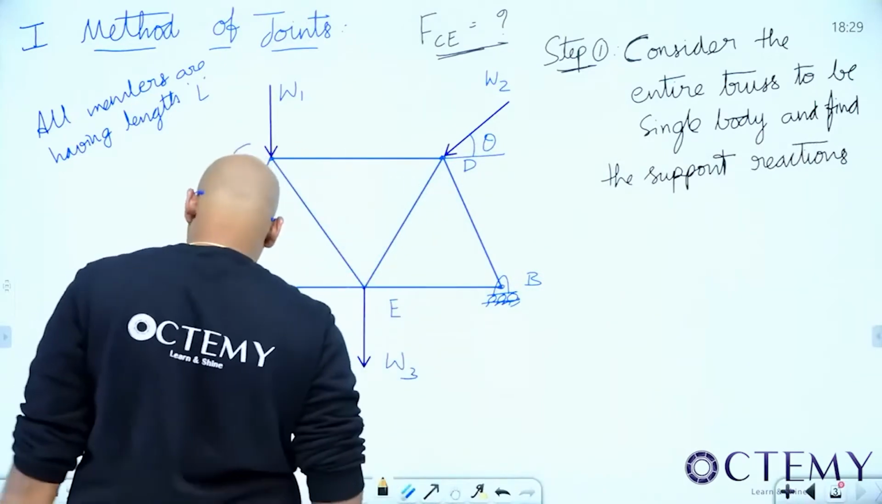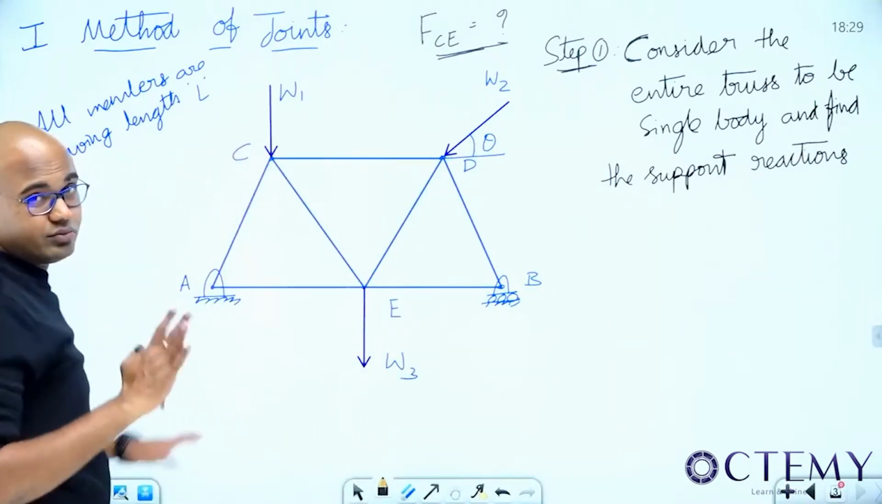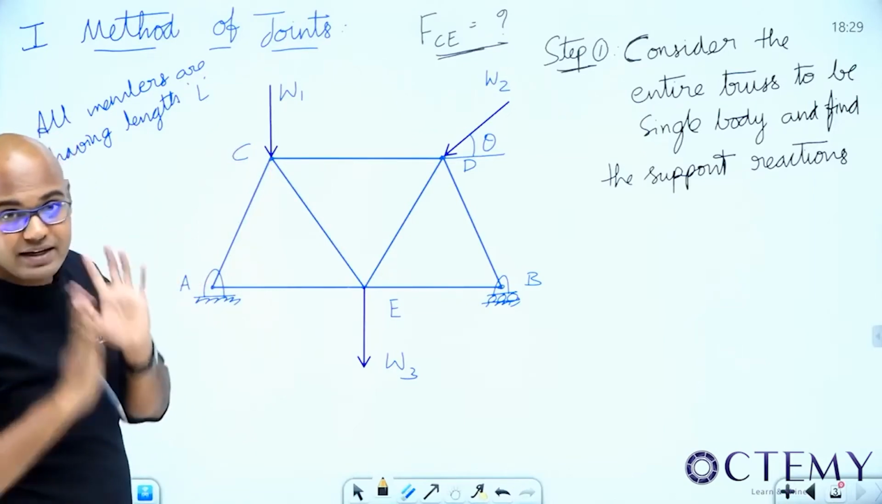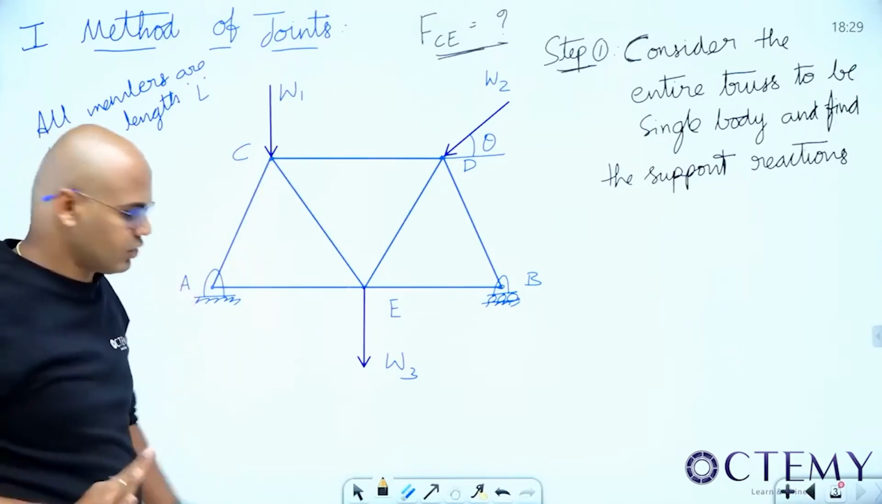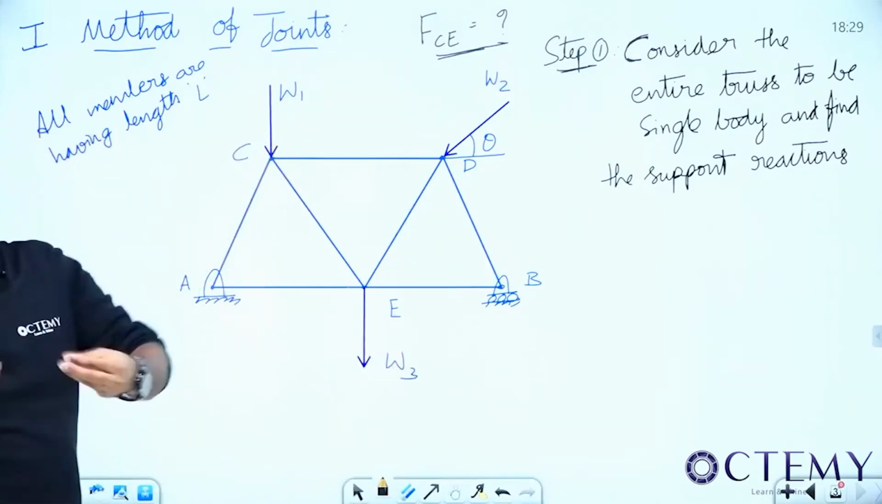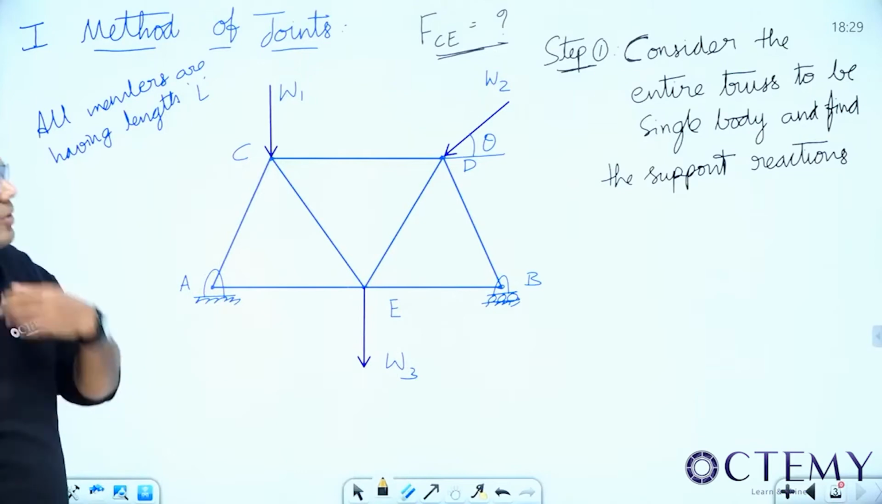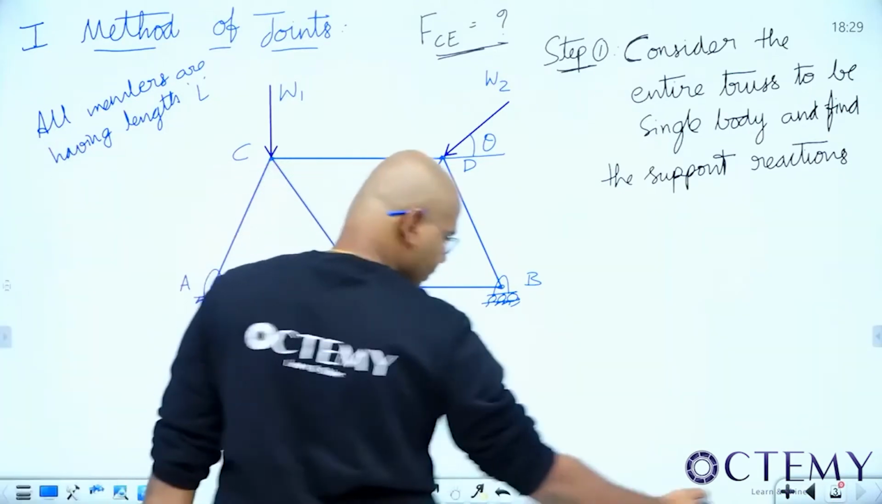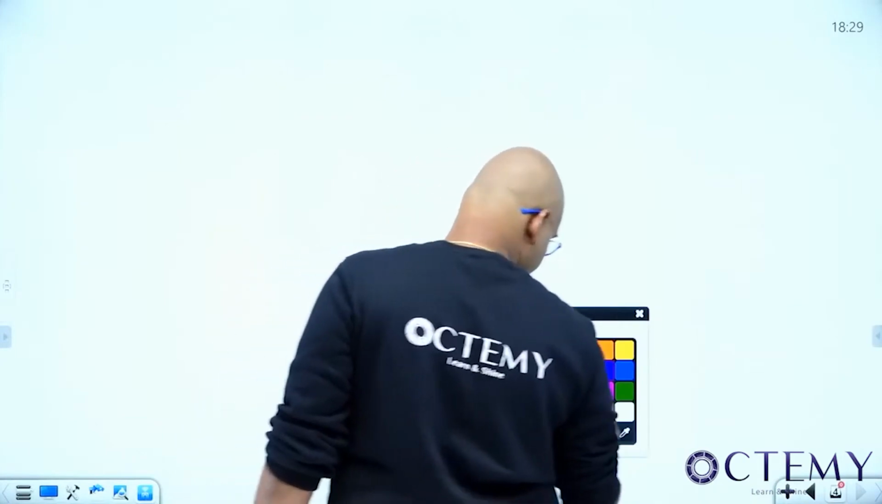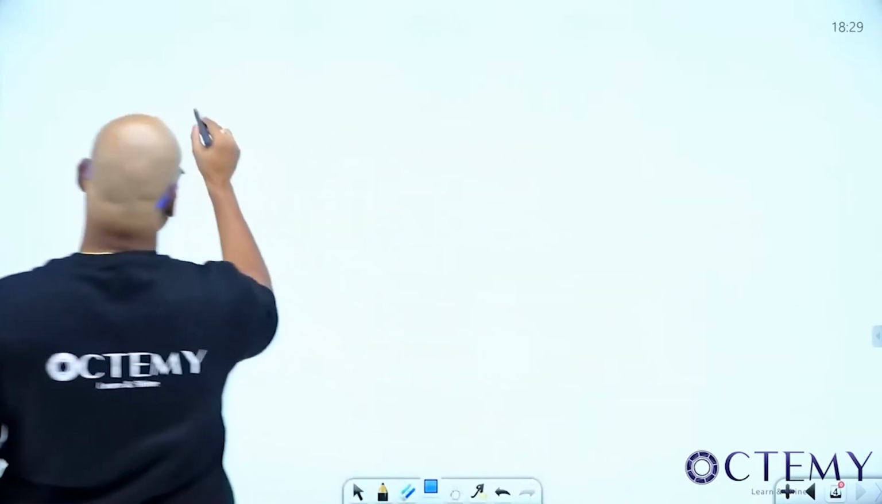Now, how to get the support reactions? See, the procedure will be lengthy. We don't do this much in the exam, but for understanding, I'll go with the conventional method. So how to get the support reactions? First, draw the free body diagram. Free the body from everything and draw the sketch.